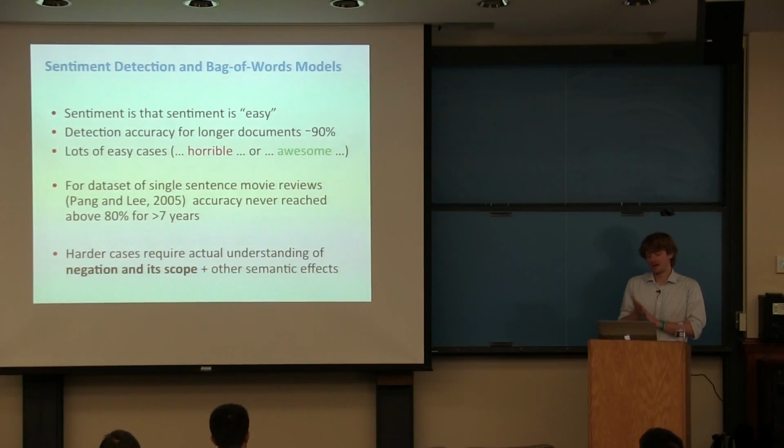That is, however, again, one of these examples where you can get a lot of the way there, right? If you have very long documents, you can get into the 80s or for some simple cases even into the low 90s in terms of accuracy, and that is often because there are a lot of very easy cases, right? If you see the word horrible in a movie review, it almost doesn't matter if you have some negation somewhere.